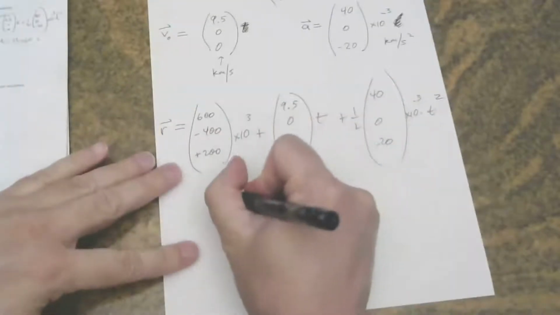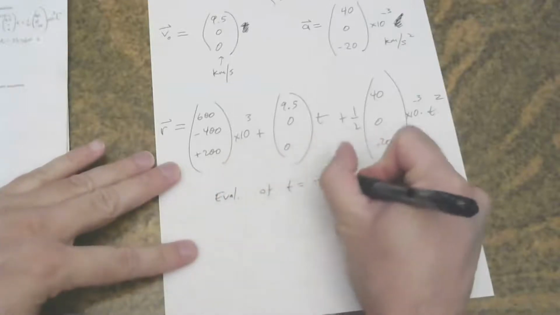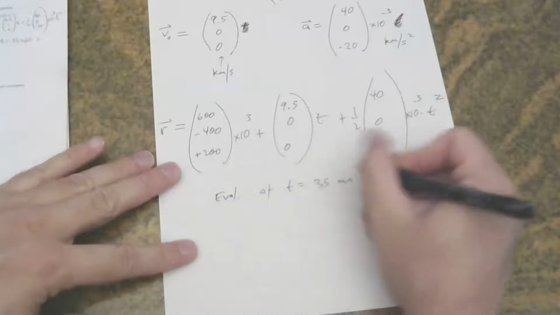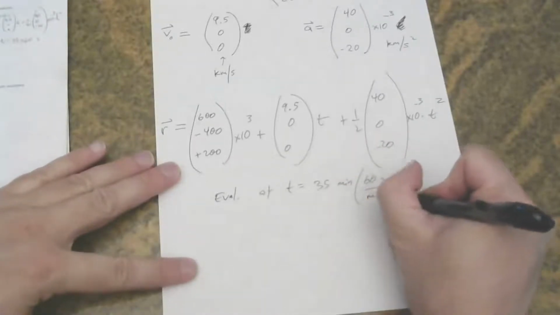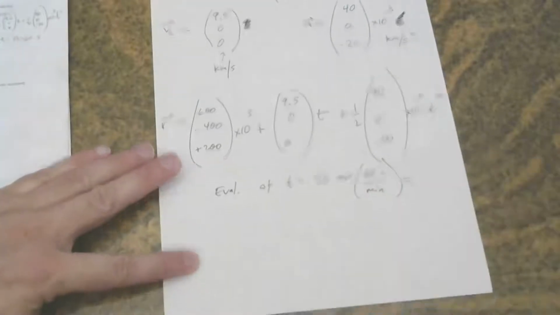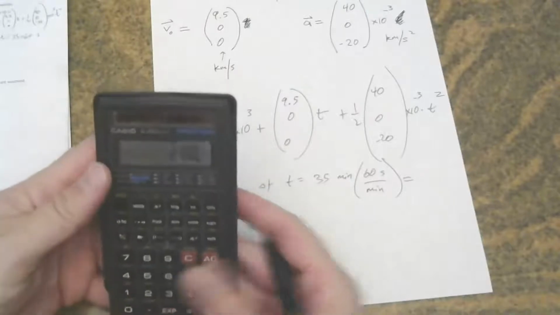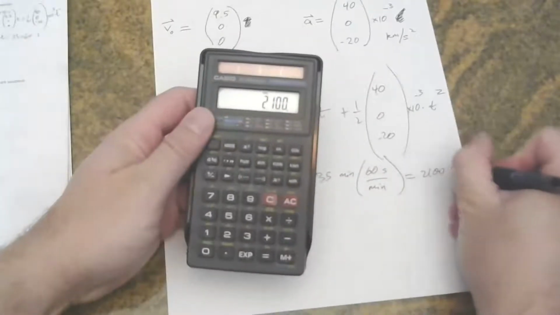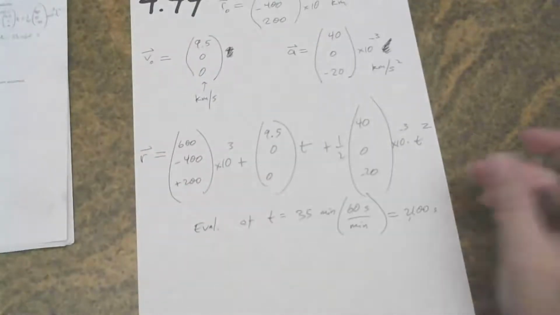So let's evaluate at t equals 35 minutes. And of course, there are 60 seconds for every minute. So we're actually plugging in what number in seconds? 35 times 60, 2100 seconds.